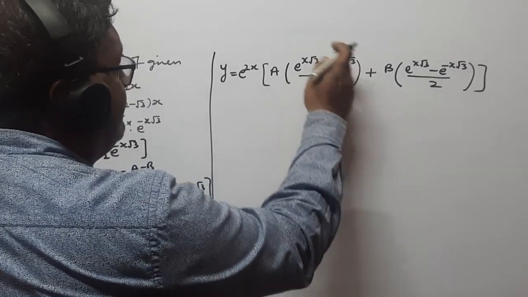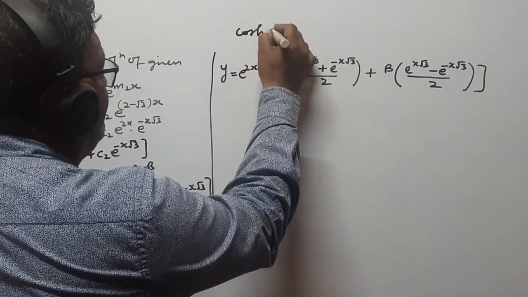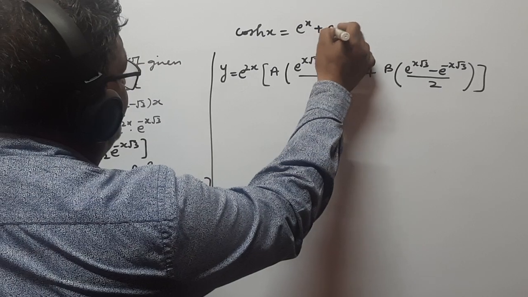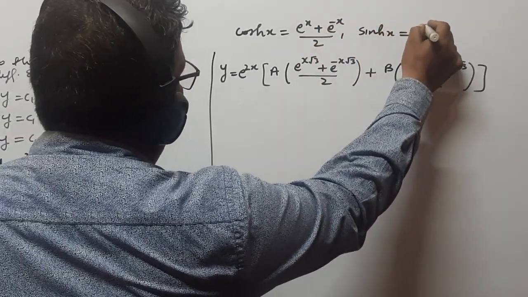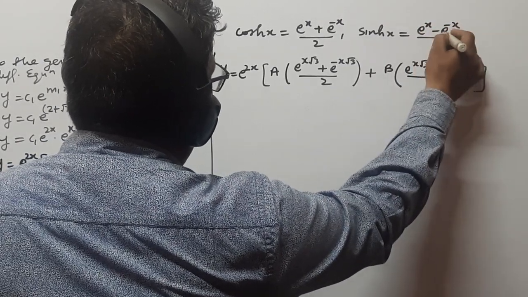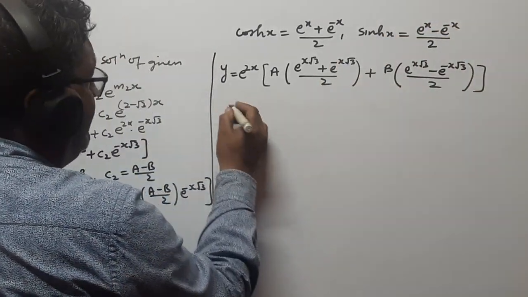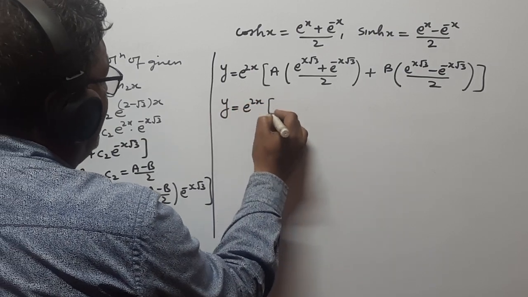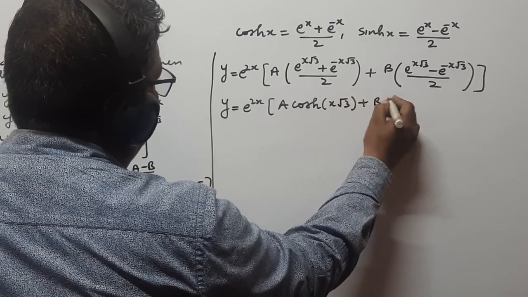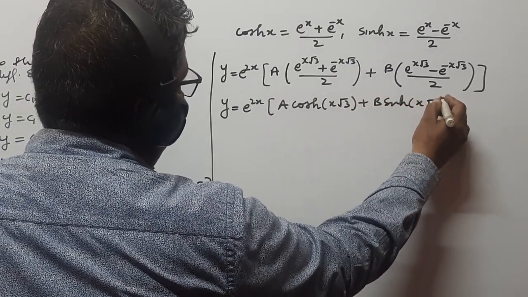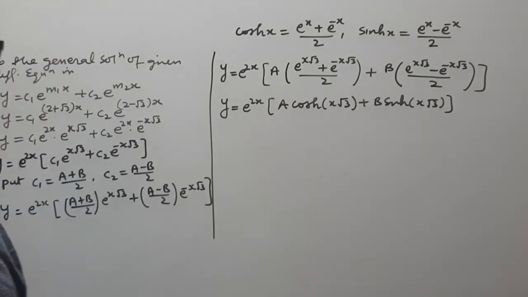We know that cos hyperbolic x is equal to e to the power x plus e to the power minus x divided by 2, and sin hyperbolic x can be written as e to the power x minus e to the power minus x divided by 2. So this can also be written as a cos hyperbolic x root 3 plus b sin hyperbolic x root 3. So this is the answer of the given second order linear differential equation with constant coefficients.